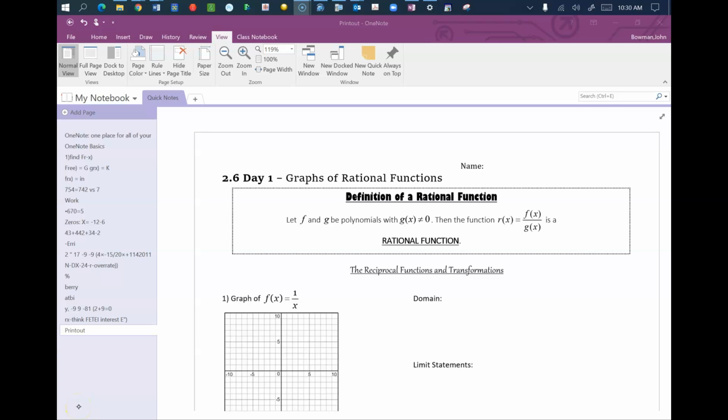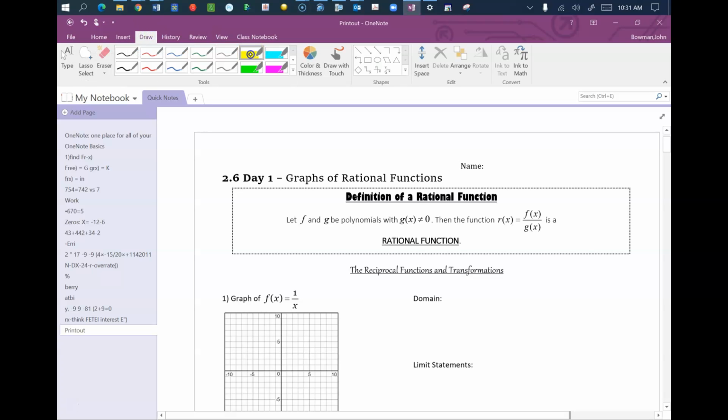Bowman, and now that we are relative experts on graphing polynomial functions, we are going to move on to graphing rational functions. So before we start, we should probably define a rational function. A rational function is basically a quotient, or one polynomial divided by another, so long as the polynomial in the denominator is not equal to 0.